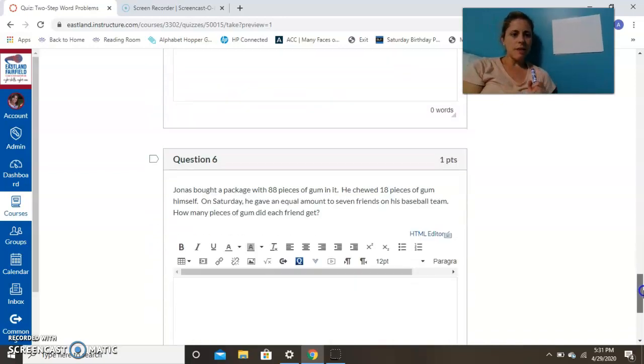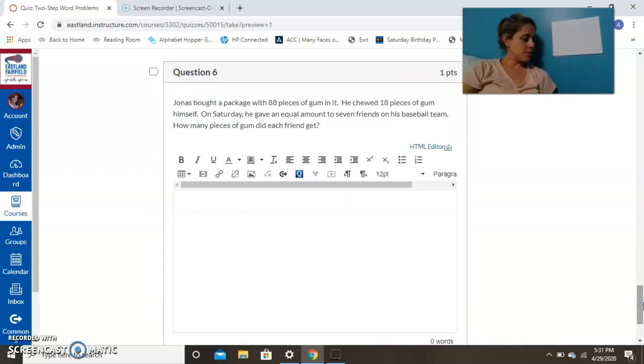And then finally, question number 6. Jonas bought a package with 88 pieces of gum in it. He chewed 18 pieces of gum himself. On Saturday, he gave an equal amount to 7 friends on his baseball team. How many pieces of gum did each friend get?